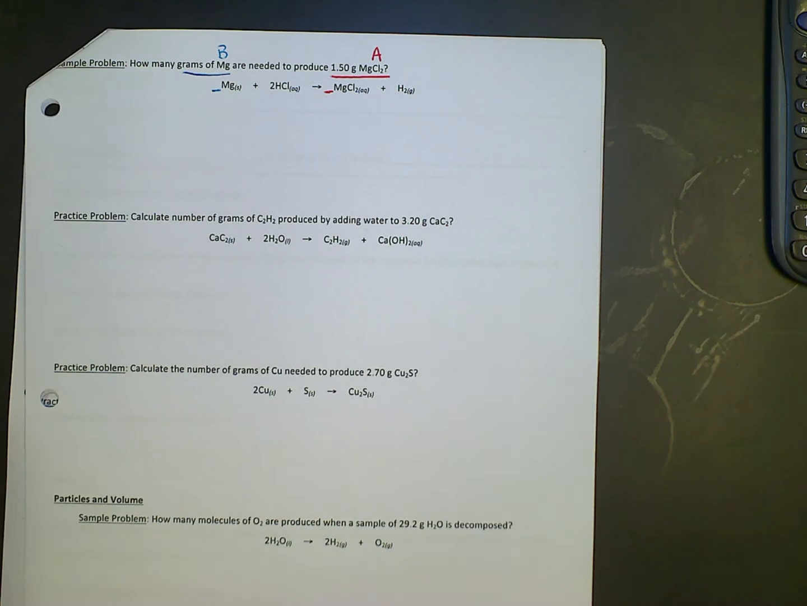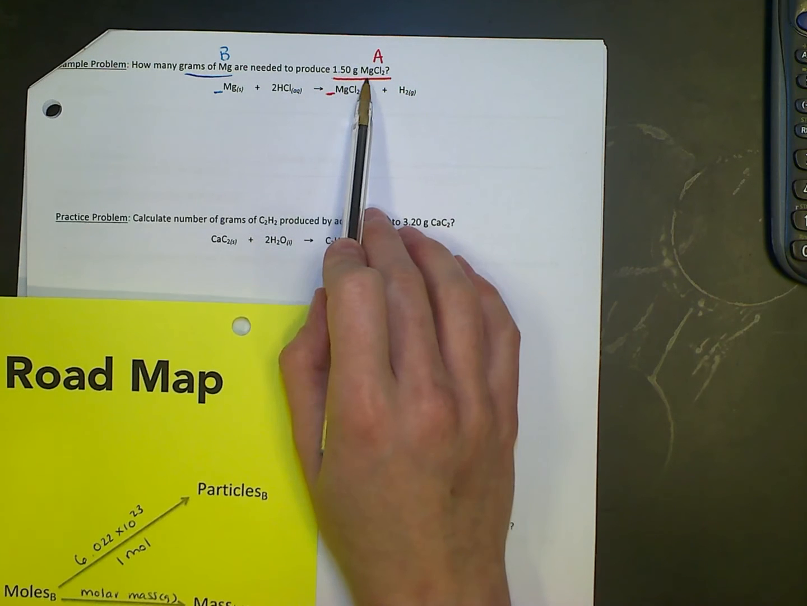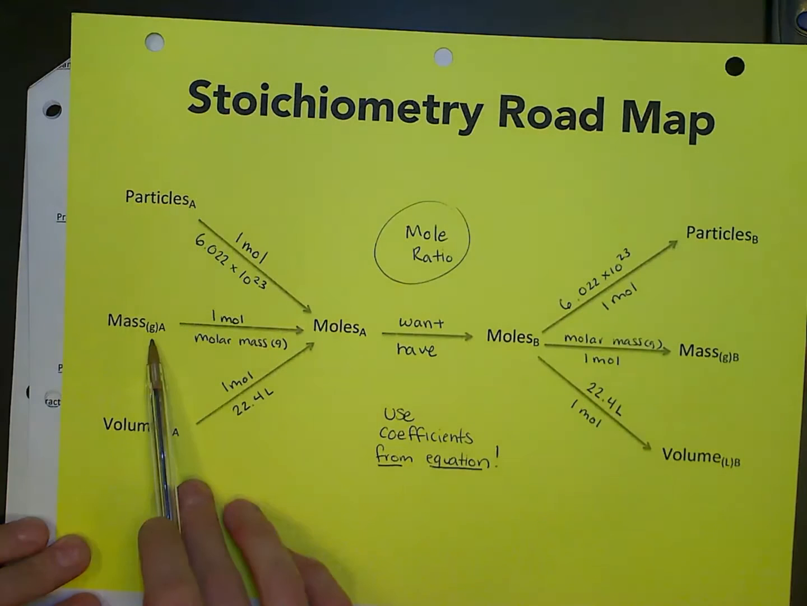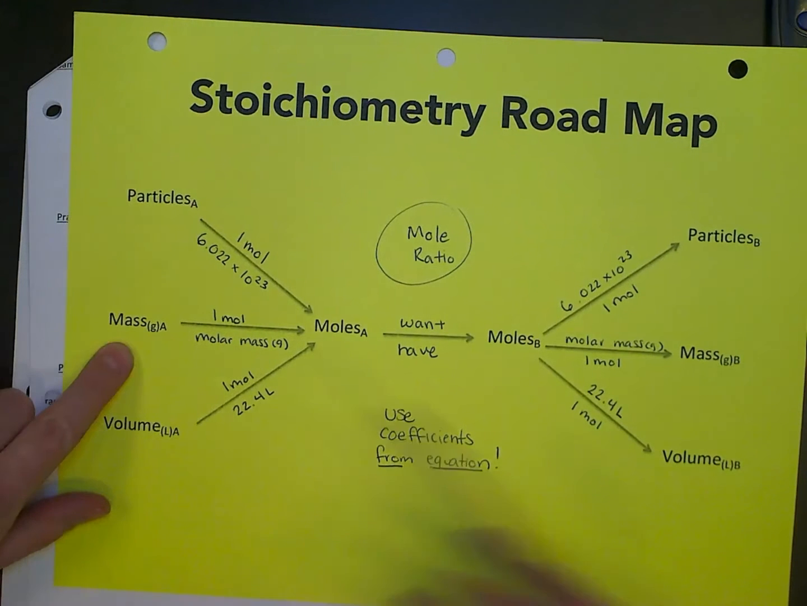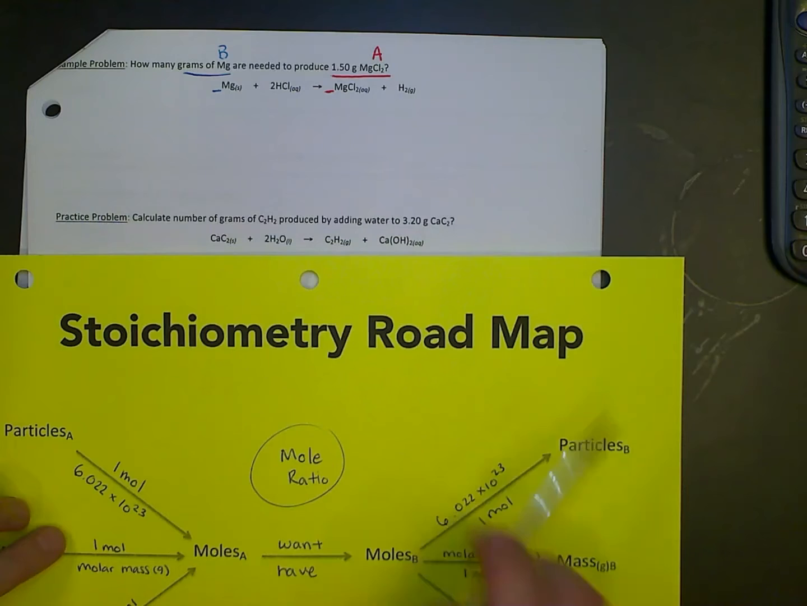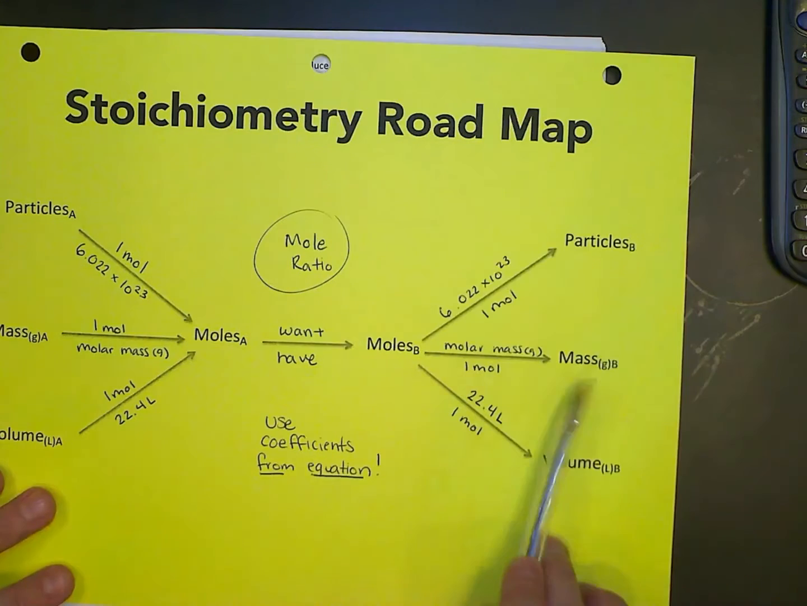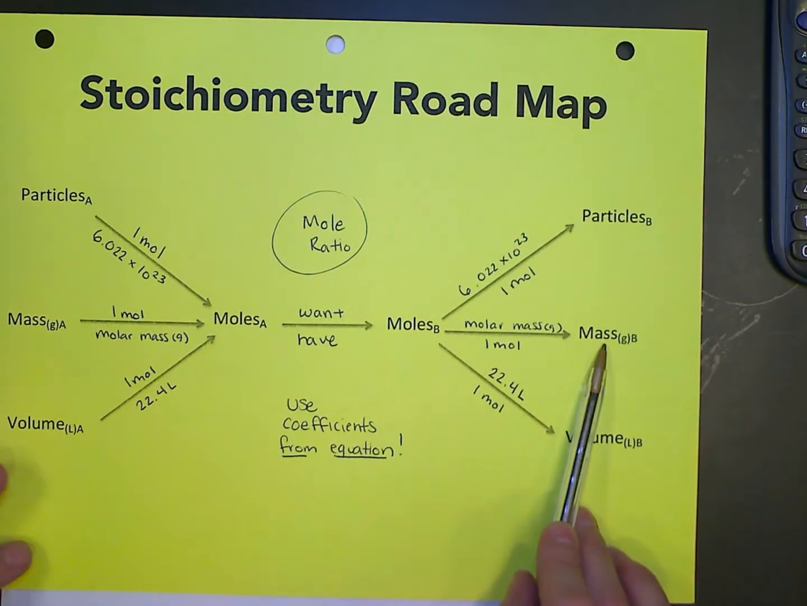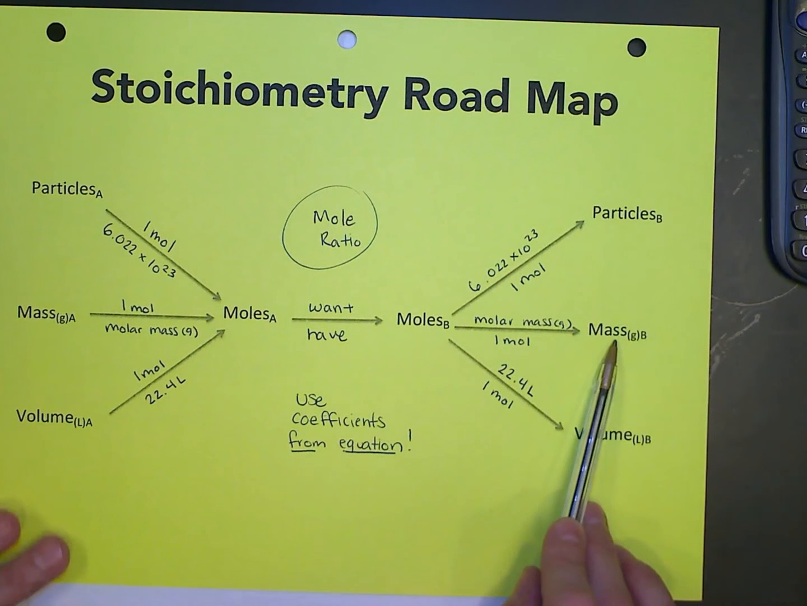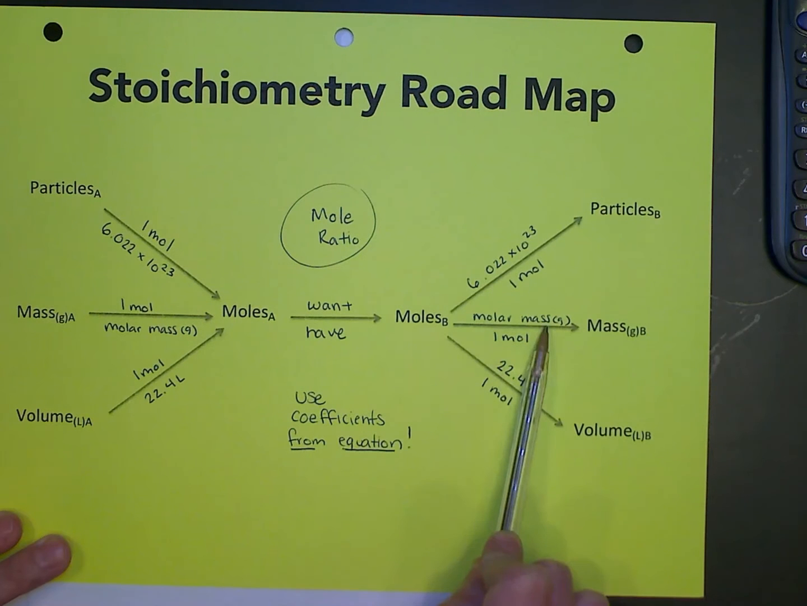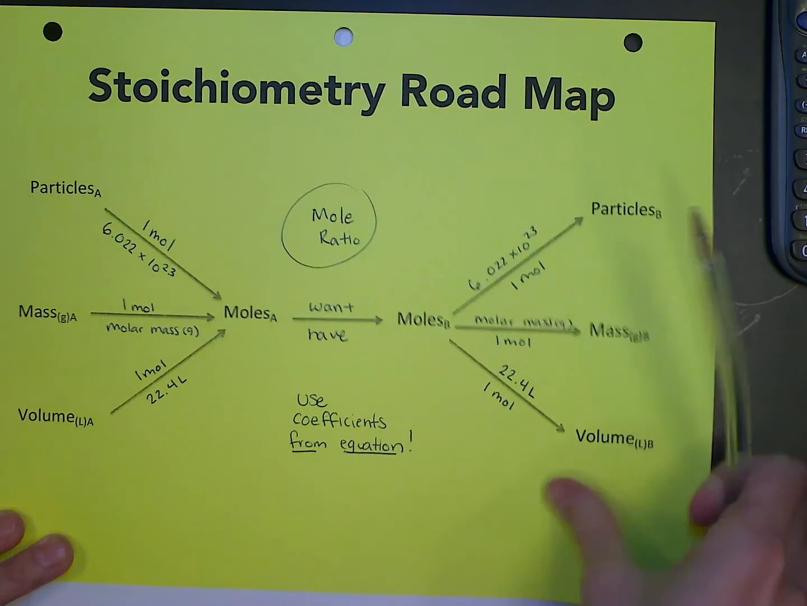Let's look at our roadmap. Where should we be going here? So in this case, we're starting in grams of A. So remember, grams is going to be our mass. Okay, so this is our starting point. And then it's asking us for grams of B, which is also mass. So we're going to end here. So we're going to do the same series of conversions as the previous one. We're going to start here, end here, and we're going to do 3 conversions to get there. All right, so that's our setup.